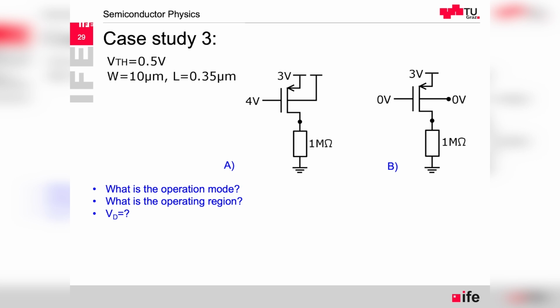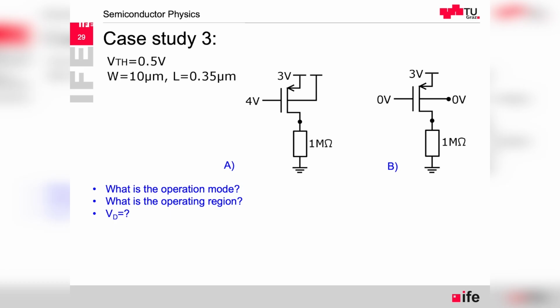It's accumulation, that's right, because the gate voltage is much higher than the source and bulk. We have a P-channel transistor with N-type bulk, and the electrons are attracted under the gate. We have no channel. So there is no point in talking about operating region in this case.